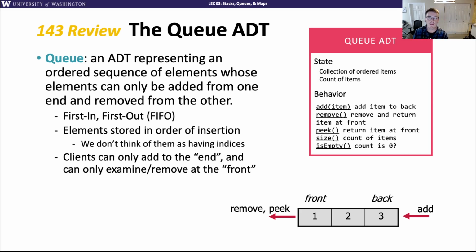A queue is an ADT representing an ordered sequence of elements whose elements can be only added from one end and removed from the other. Sometimes we call this a first in, first out structure, or a FIFO structure. And similar to the stack, the elements are stored in the order of insertion, and we don't think about them having indices. So you can't access the thing at index 2. It only provides access to things at the front and the back. That's it. So you remove from the front and you add to the back, just like a queue, like when you get in line at the store or something.